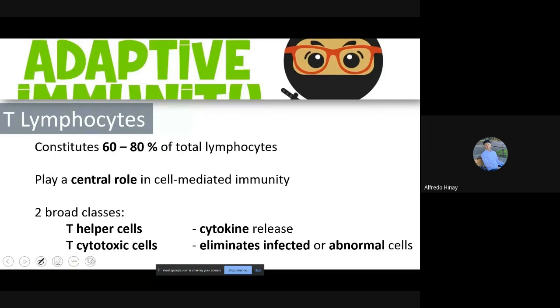For these T helper cells, class, we have markers: you have your CD4 and your CD8. Helper cells are called helper cells because these cells release cytokines to help communicate that there is something wrong in this area. They are not capable of destroying a specific cell, compared with the T cytotoxic cells, because they are cytotoxic. Therefore, they can eliminate abnormal cells or infected cells, class.